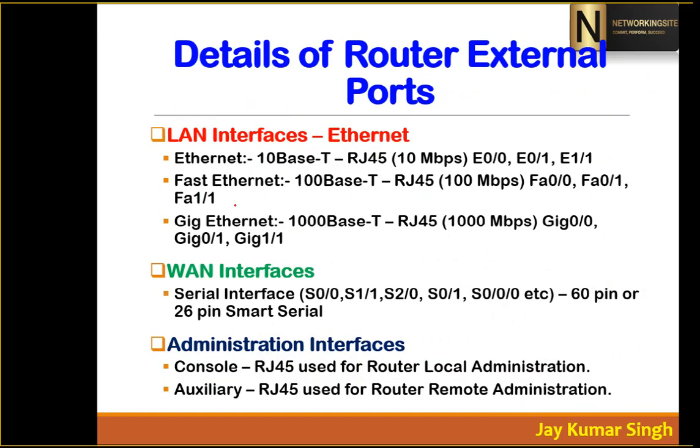Here it is the same thing. LAN interfaces come in three modes: Ethernet, Fast Ethernet, and Gig Ethernet. WAN interface comes in a single type, these serial interfaces are used as a WAN interface, and administrative interfaces are your console port and auxiliary port.